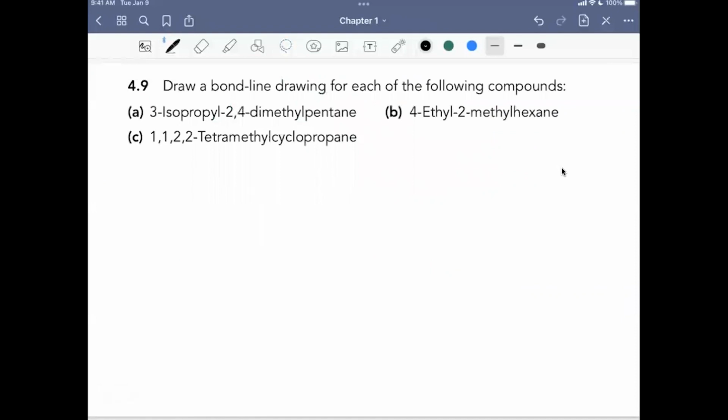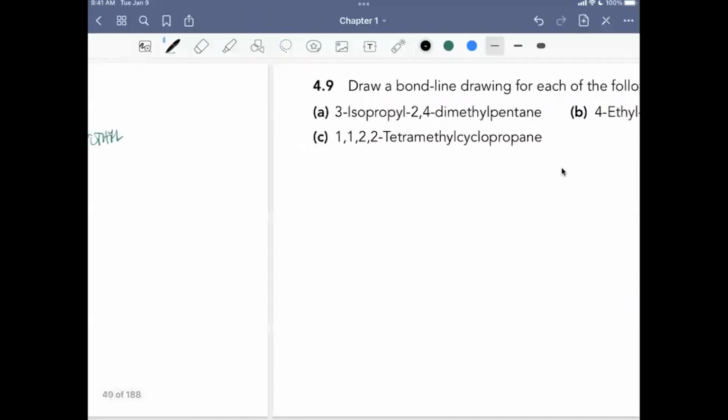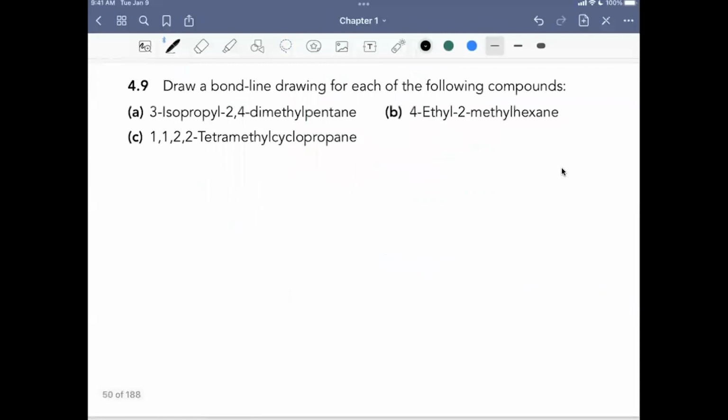This is asking to draw the bond line drawing for each of the following compounds. So we went from compound to name. Now we're going from name to compound. So this is really testing you on assigning names to everything. So let's start. The first thing I would do is go to your parent and draw that out. So I'm going to be working on A here to start. A's parent name is pentane. So I drew out 5 carbons, right? 1, 2, 3, 4, 5 to show that pentane.